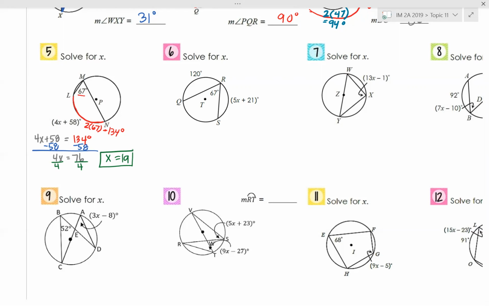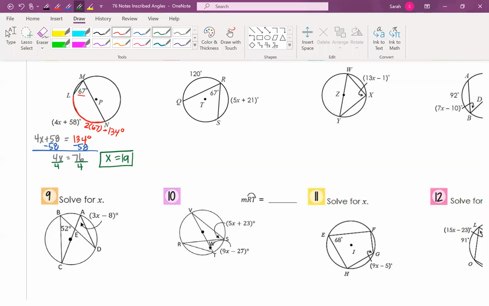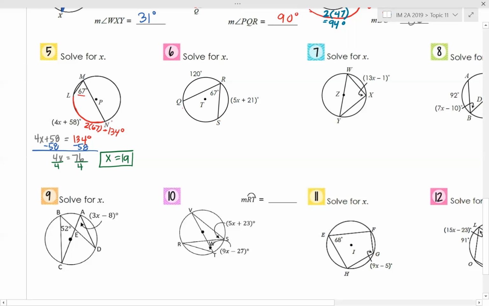Okay, so then for number 6, we still want to solve for x. So x is this arc over here. And then we know that one arc on the circle is 120, and we're given this inscribed angle again, and so we actually can tell that then this arc here is 134, again, because that's 67, we just did 2 times 67. So I don't need to try to multiply that out again.